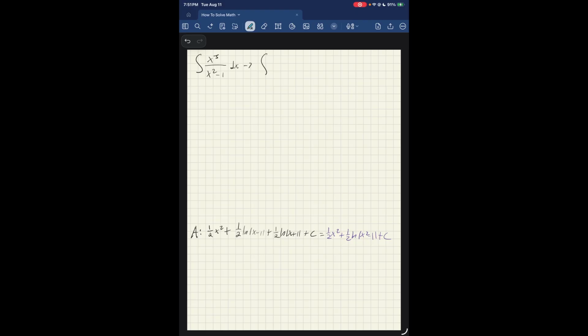is that I could just add an x and subtract an x on the numerator here. And what this does is that it gives me the ability to separate this into two parts, two integrals. One that would look like this, and then the other where it's just x over x squared minus 1. Now we solve these integrals separately, okay?